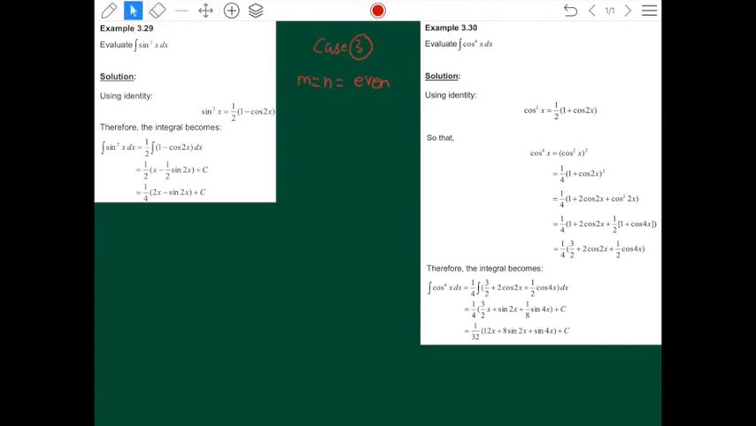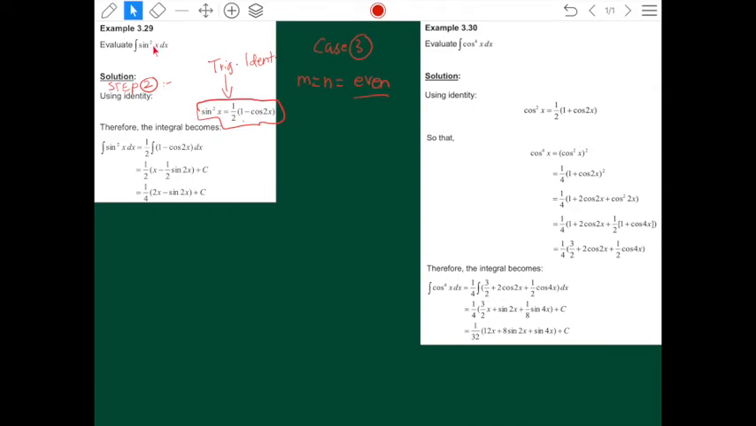So let's move to examples 3.29 and 3.30. Here I combine these two examples because both of these examples are actually under case 3, where m and n are even. So we have here, for example, power of 2, and here we have power of 4. Since this involves the even power, we will use another trigonometry identity. Here we have sine squared x equals half times 1 minus cos 2x.